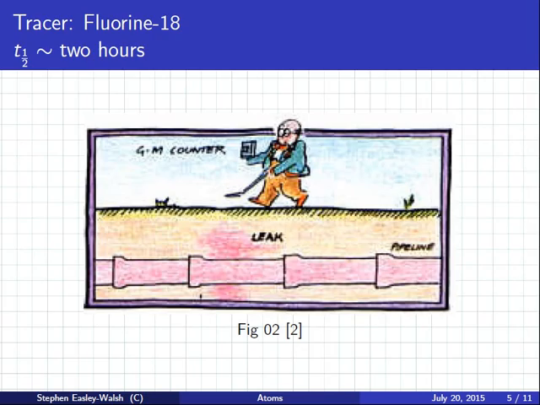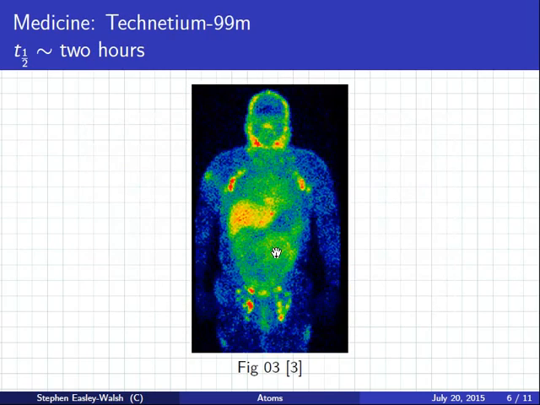Next example is in hospitals. They give you technetium-99m. Again, it has a half-life of 2 hours. You swallow this, you drink this, and you can actually see this guy is radioactive now. The coloured area here is the radiation. So where are the most radioactive spots? Well, you can see there's this one here, and this one.